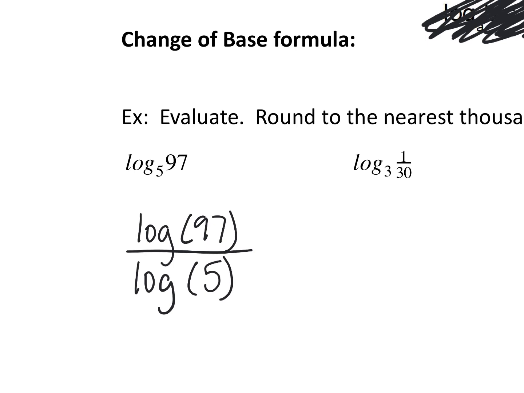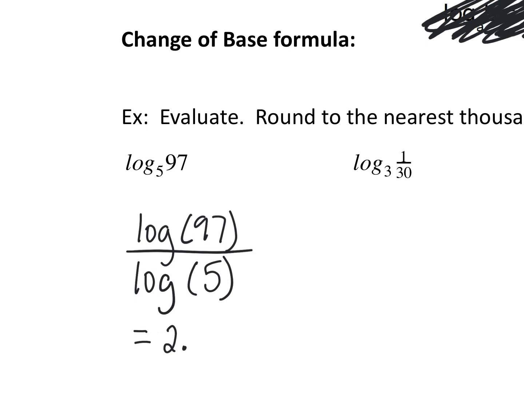Grab your calculator. Find the button that says LOG. Hit that. Okay? Type 97. Close the parenthesis. That's super important. Make sure you close the parenthesis. Divided by. Hit log again. 5. And hit enter and tell me what you get. 2.8.